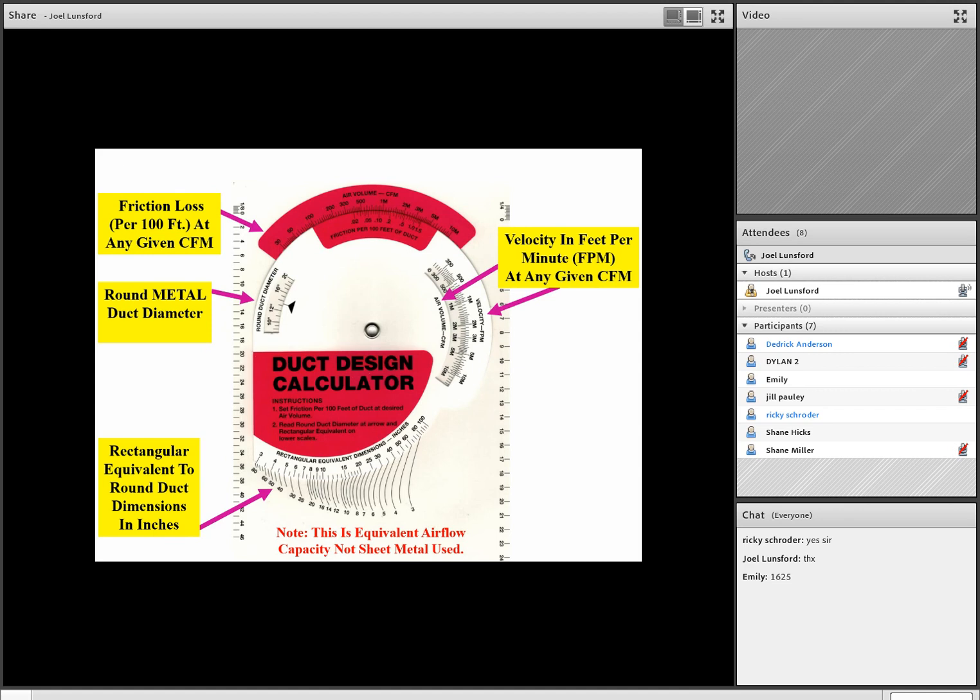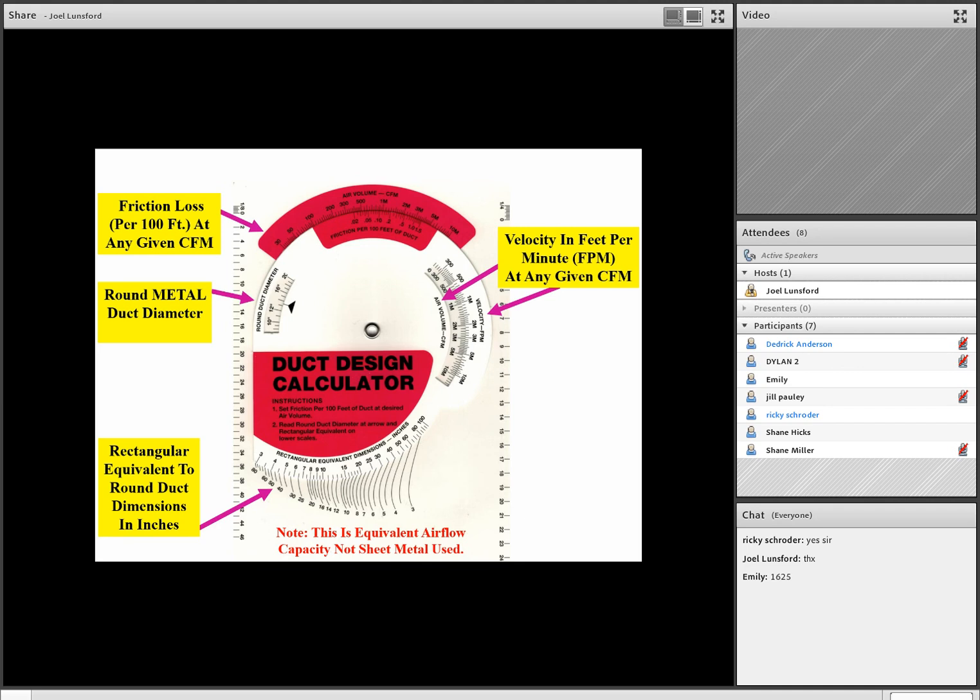So we can see that at any given air volume on top, if we move that duct calculator, at any given size ductwork, at any given velocity that we've discussed before, the calculator will also give us the friction, or the amount of static pressure that duct system is going to resist airflow per 100 feet of duct.